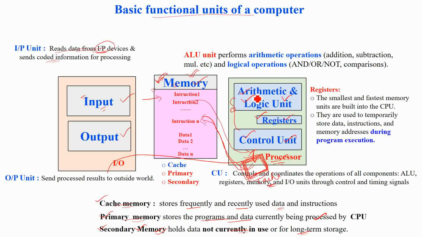So this ALU unit, arithmetic and logical unit, performs all the arithmetic operations and logical operations. Examples of arithmetic operations are addition, subtraction, multiplication, and examples of logical operations are AND, OR, NOT, and all the comparison operations. In short, we can say that all the computations which need to be performed by the processor are done with the help of the ALU only.